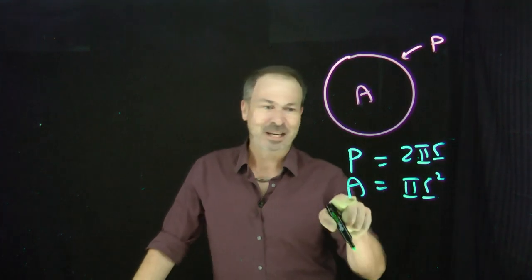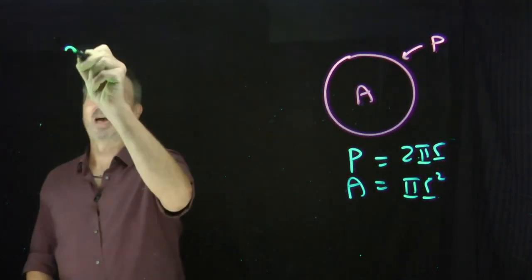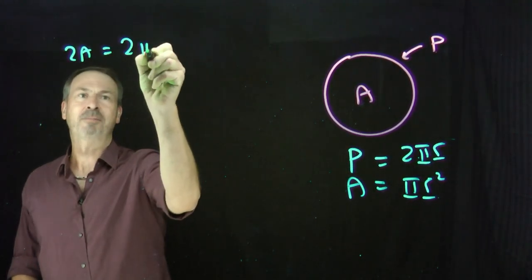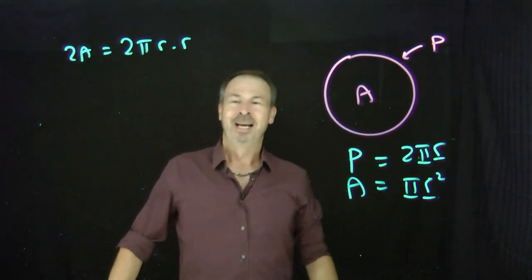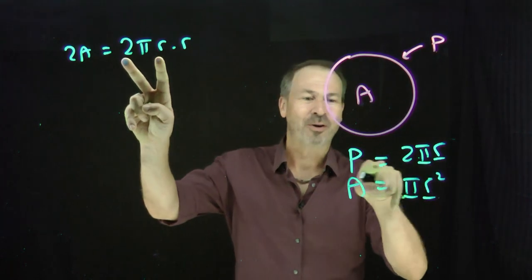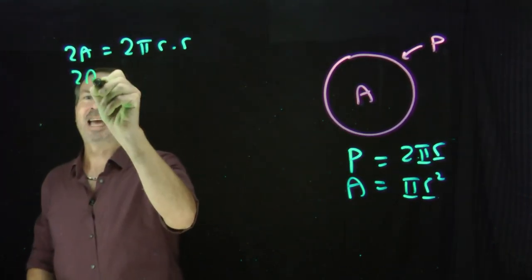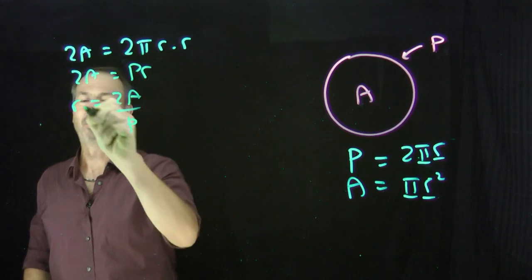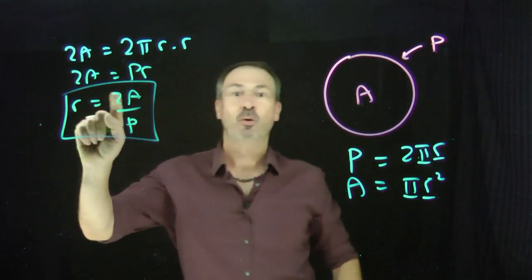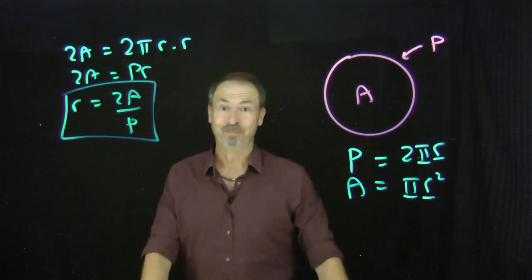A clever way to do that is actually double A first. 2A would be what? 2 times pi times r squared. 2 times pi times r times r. Doing that reveals the quantity P. So twice A is Pr. So r is twice A over P. What this r thing is, I know it's twice the area of the circle divided by its perimeter.